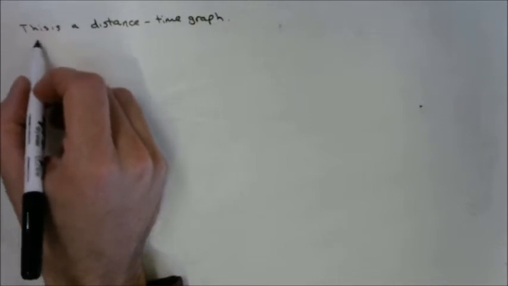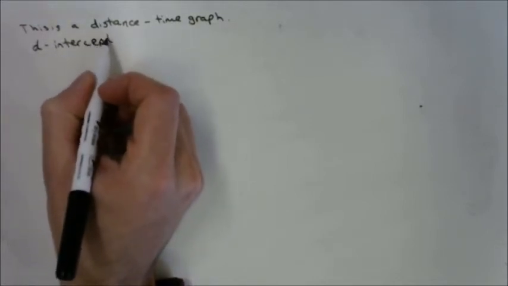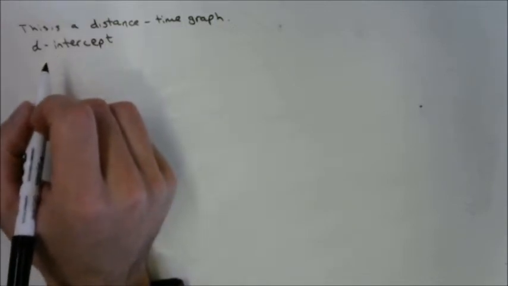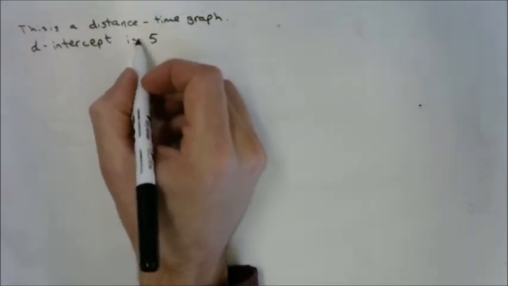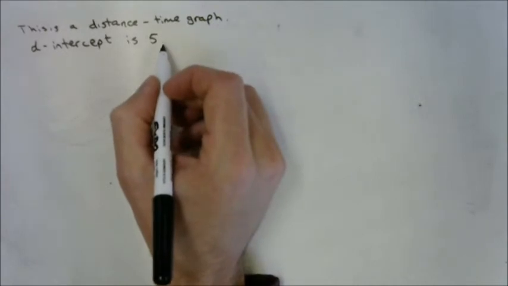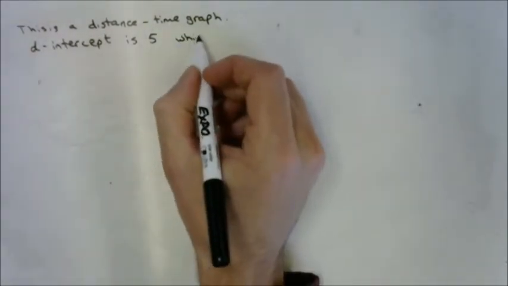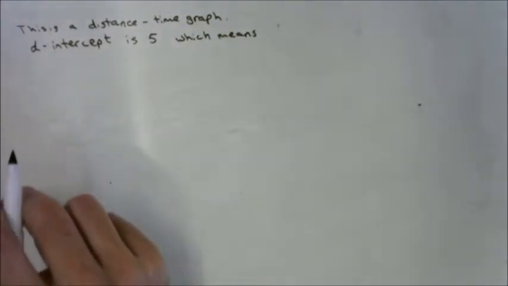The d-intercept, check that out. We used d because that's our variable, and it says so in the graph. Our distance intercept is what, Sam? 5. Good job. Which means, what does that mean? But b equals 5. Okay, yeah. But let's describe it in words.